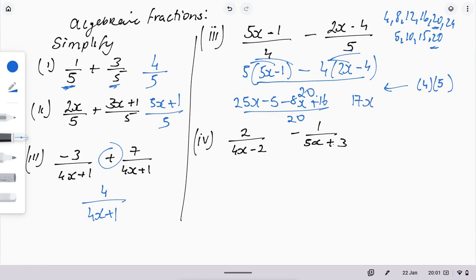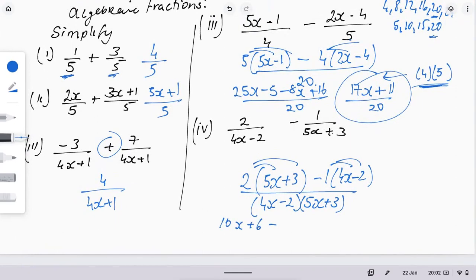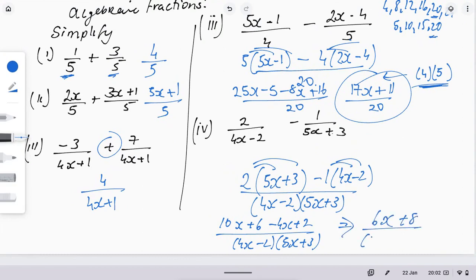25x minus 8x, 17x plus 11 over 20. This bottom one here, we don't know what the numbers are, but it's the same technique. Like I said, you could multiply your denominators to get the common multiple. Same thing here. So just multiply your two denominators, and I suggest that we put them in brackets. Don't multiply them out because that's the simplest form there. Same thing, multiply each by what it doesn't have, or some people might say cross multiply, whatever you wish. So 2 times 5x plus 3 minus 1 times 4x minus 2. Multiply it out, tidy it up. And you get 6x plus 8 over that denominator.